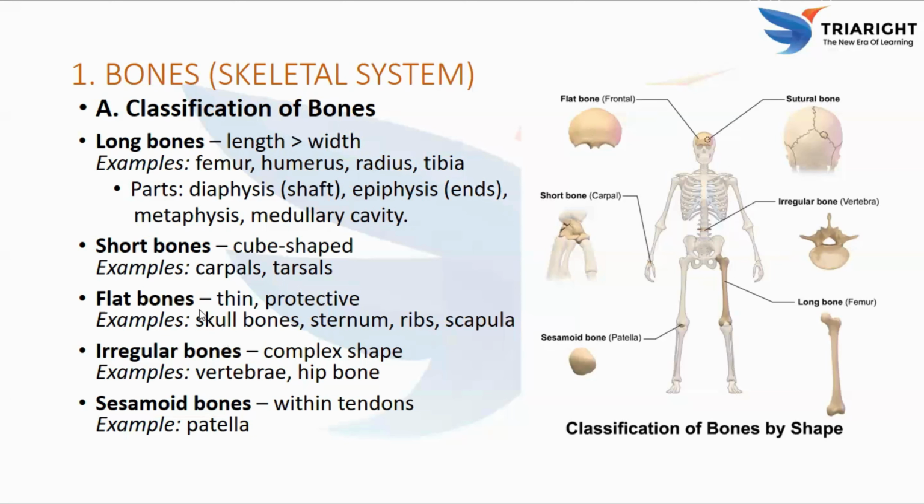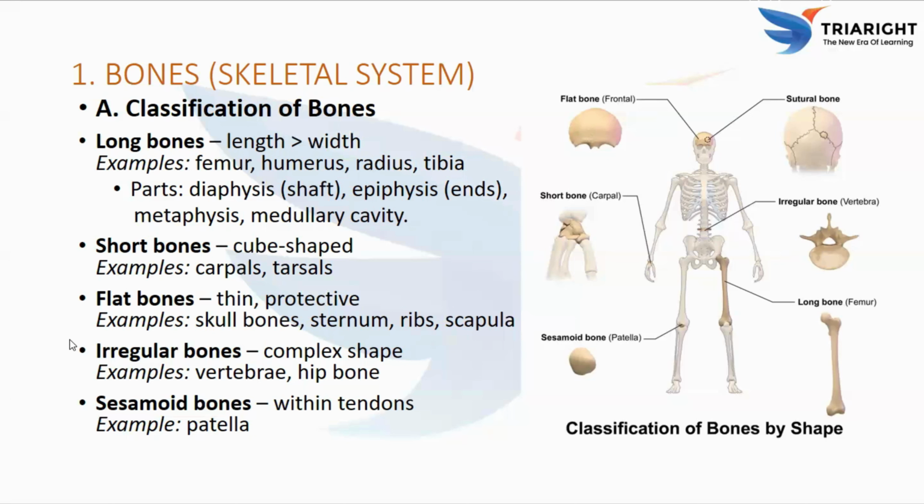Next, the flat bones. The name itself tells us they are flat. These are thin and flat, and they mainly provide protection to the body organs. Examples are the skull bones, the sternum, the chest bone, ribs and the scapula, the shoulder blade.